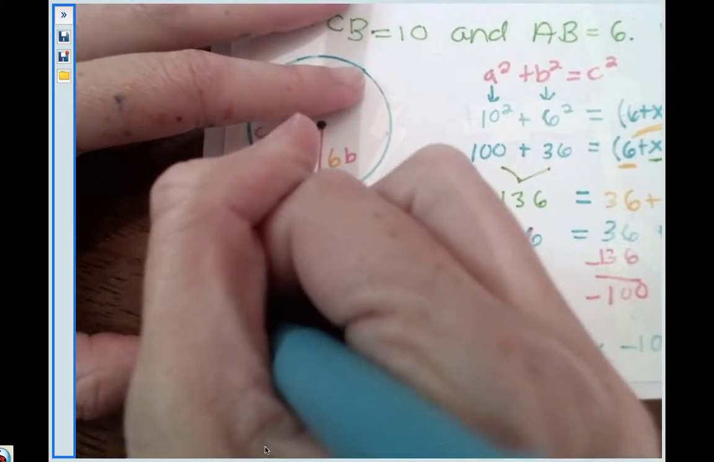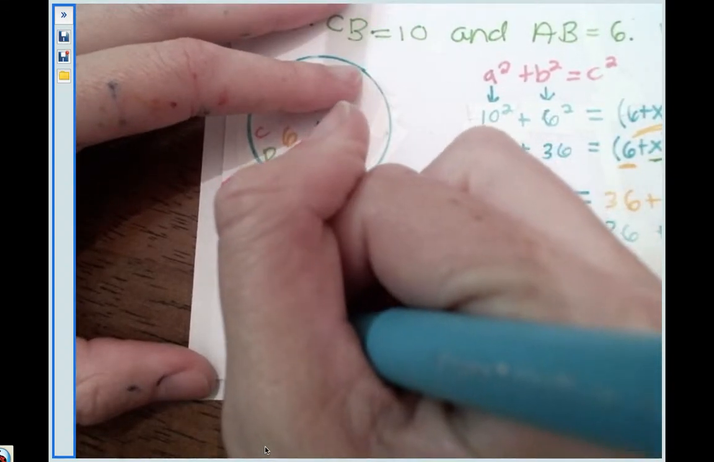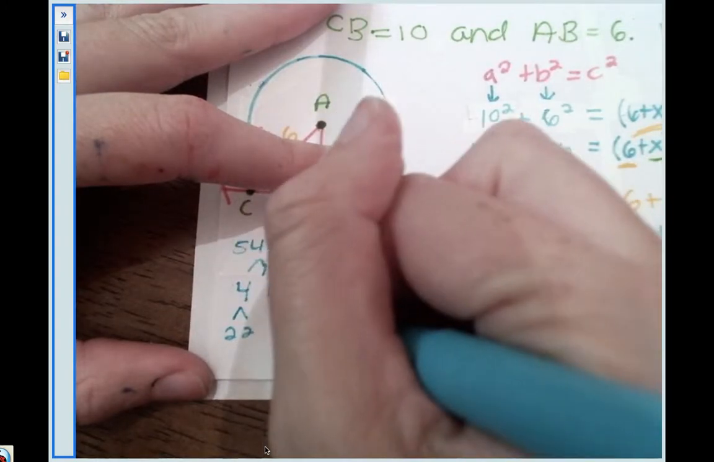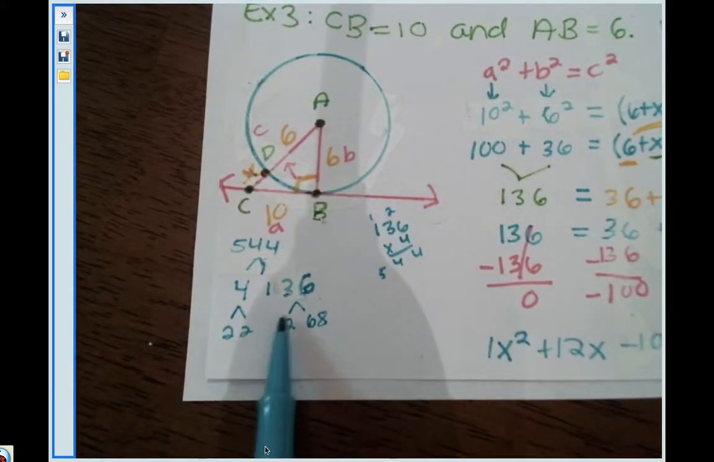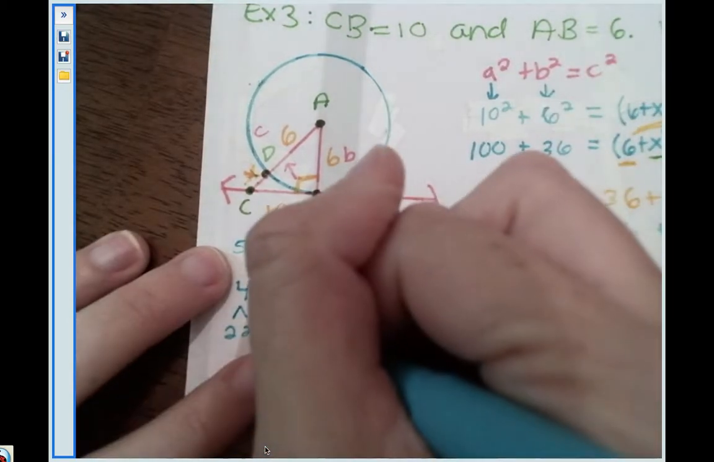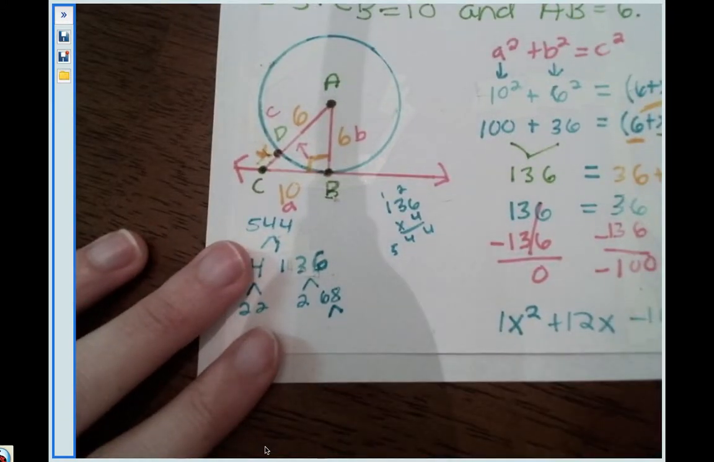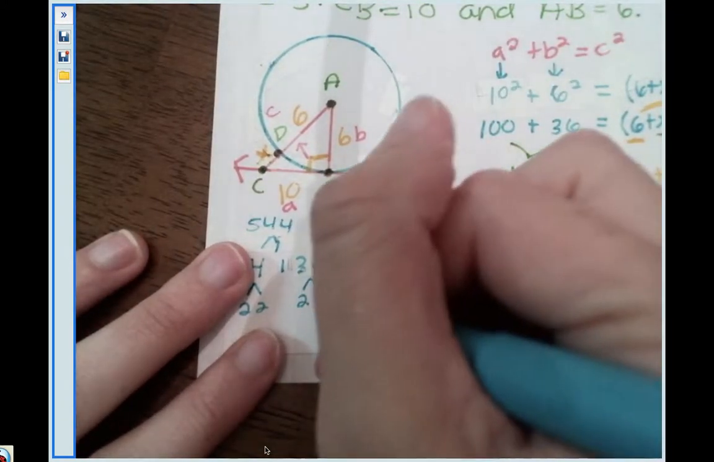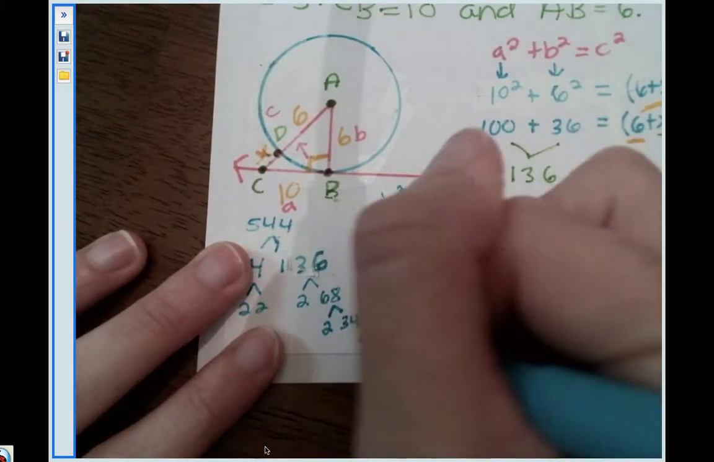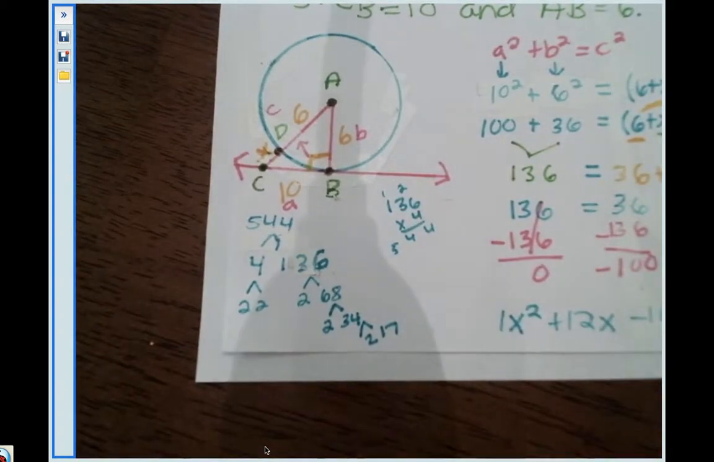So 4 breaks down into 2 and 2. 136 breaks down into 2 and 68, I want to say. So 2 times 68, yep. Let's keep going. 68 breaks down into 2 and 34. And 34 breaks down into 2 and 17.